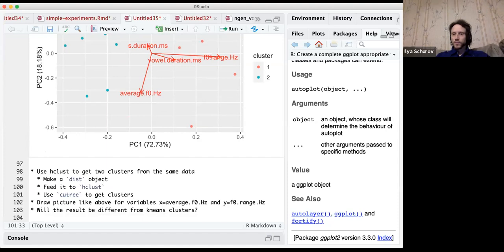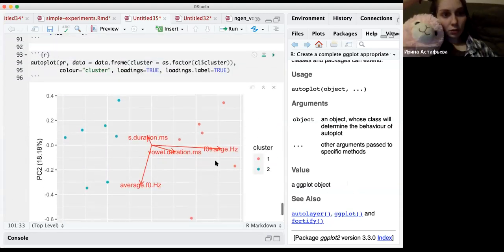So the same thing. Anybody succeeded? If you have any questions, any problems, just let me know. Can you show the code with hclust?